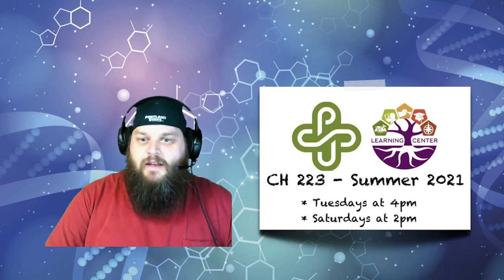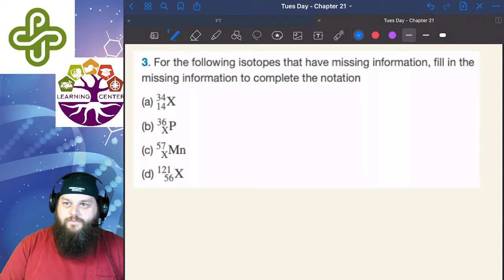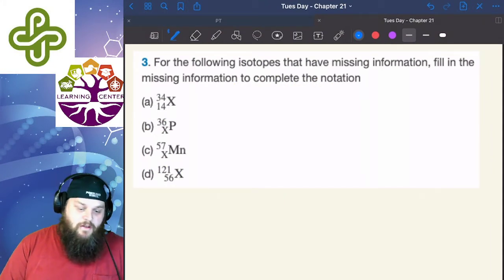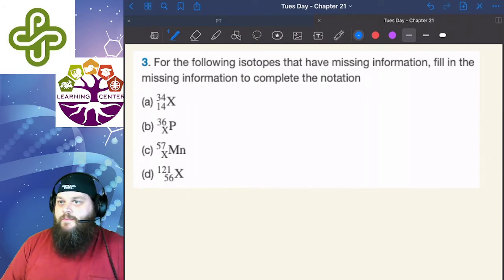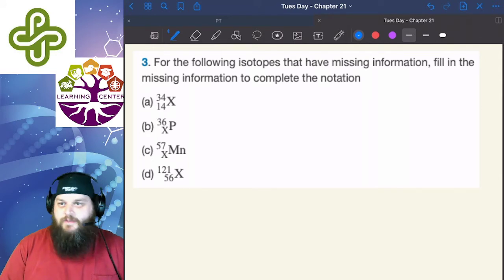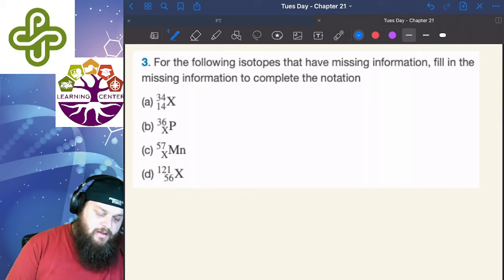So let's go ahead and get started. We're going to start out with just the idea of isotopes, and for the following isotopes that have missing information, we want to fill in that missing information. So whatever is an X, we want to fill in that missing information.